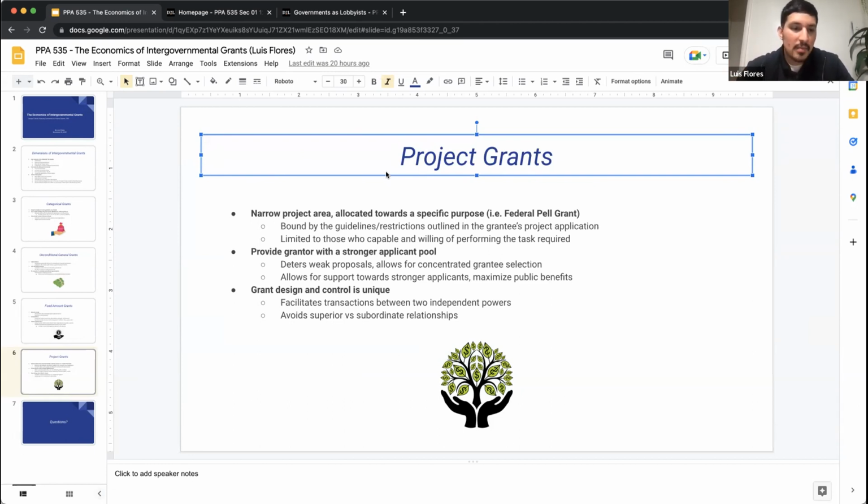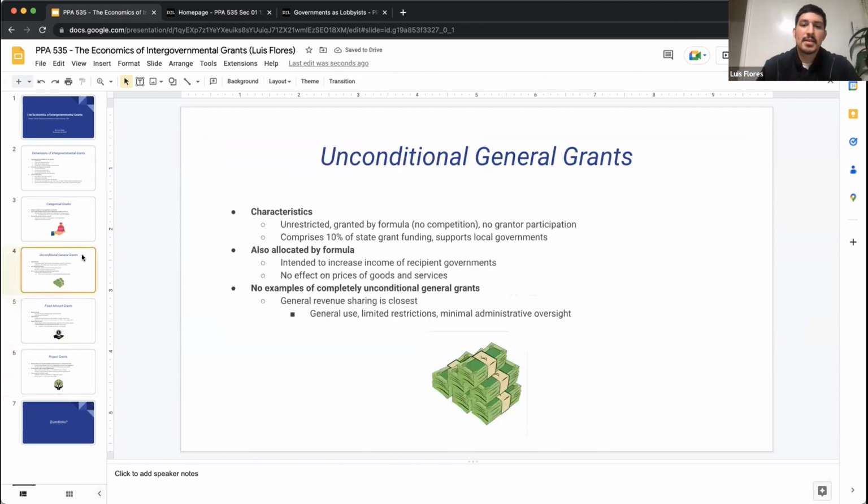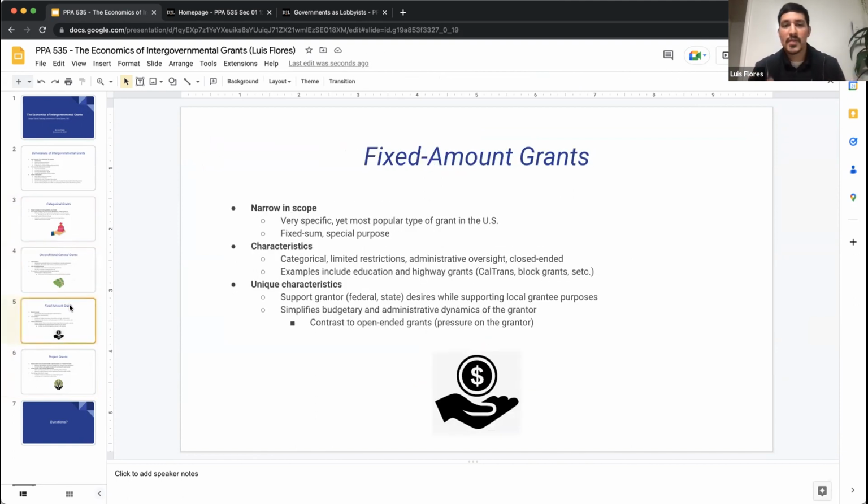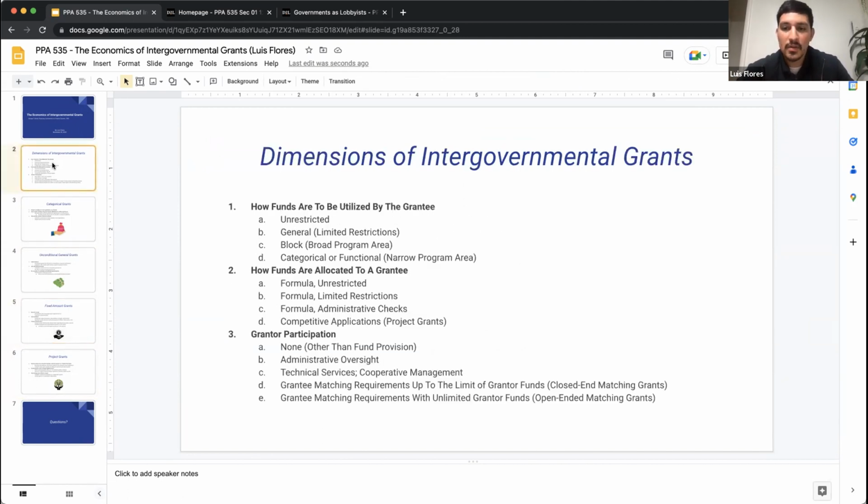But I know we outlined project grants, fixed amount grants, unconditional general grants, and categorical. So these are the various types of intergovernmental grants that exist, that are of course widely used in today's day and age and for the decades past. And of course, these could all be categorized by these different dimensions outlined by Break.